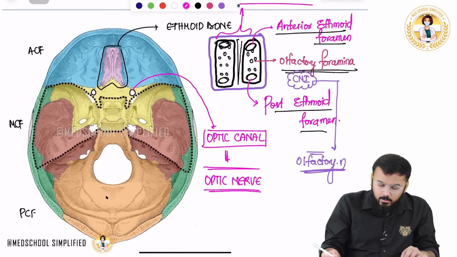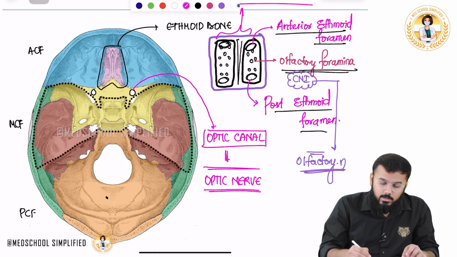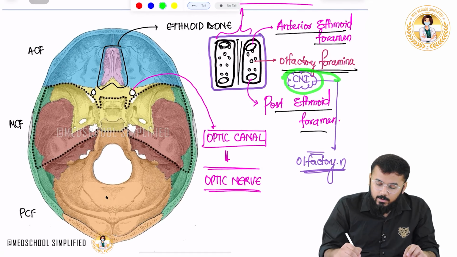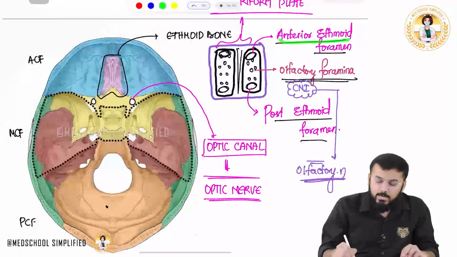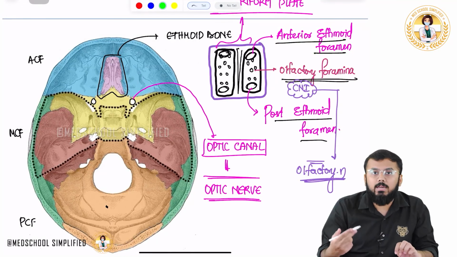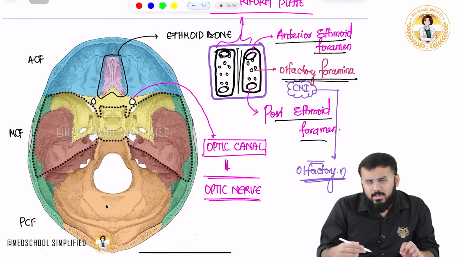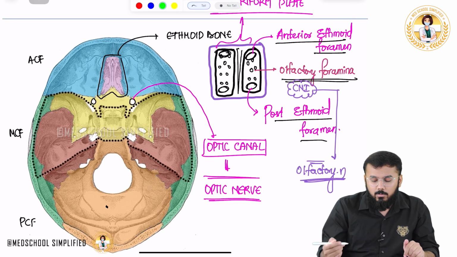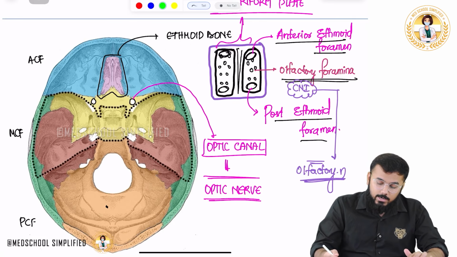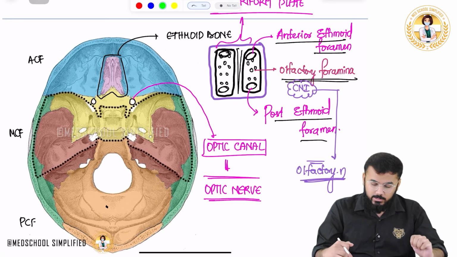Cribriform plate. Right? What are the things that are passing over here? One is called as the cranial nerve number 1, that is your olfactory nerve, and next you have got from anterior ethmoid foramen, anterior ethmoid artery and vein is passing. We will write down all these things, okay? In a table we will write it down. Posterior ethmoid foramen, posterior ethmoid artery as well as posterior ethmoid nerve is passing.